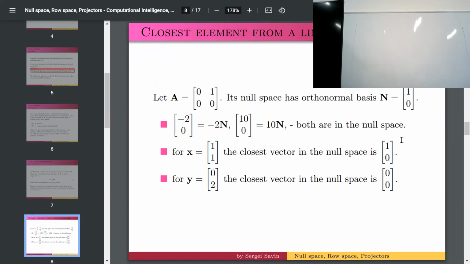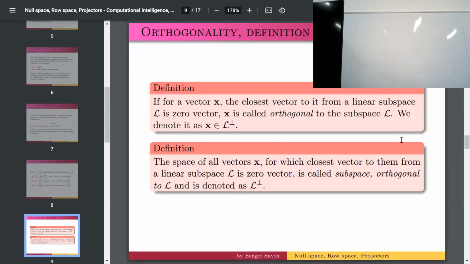And then I proposed a way to call something orthogonal to a linear subspace. The point is orthogonal to the subspace if the closest point to it in the subspace, in Euclidean metric, is the origin, the 0 point. Then the orthogonal space to a given subspace is the space of all points that are orthogonal to it, and together they form the whole space.